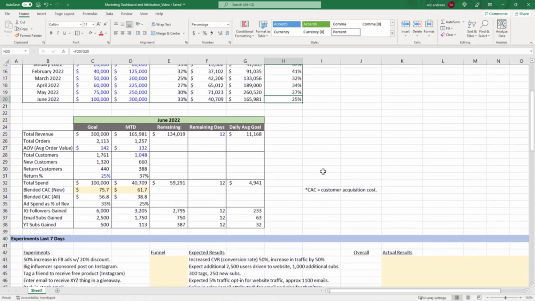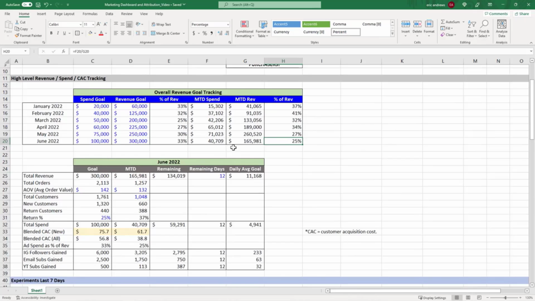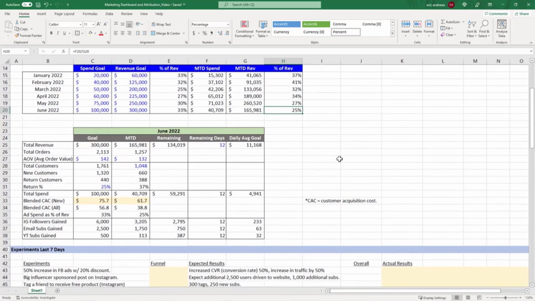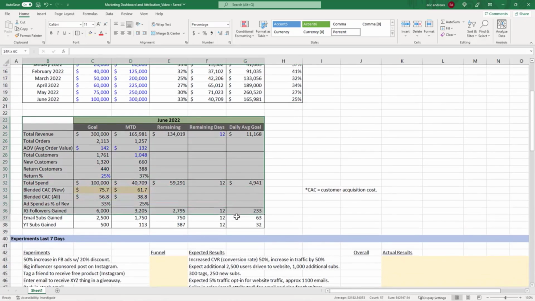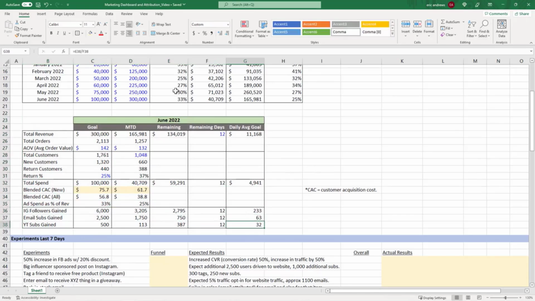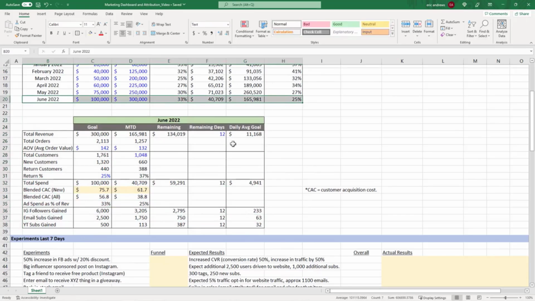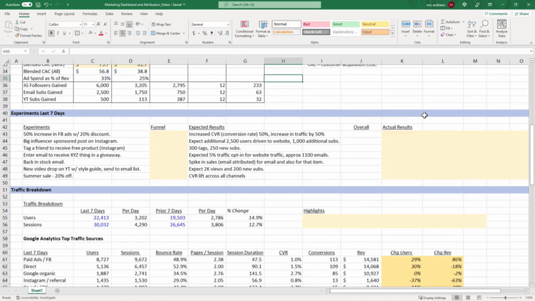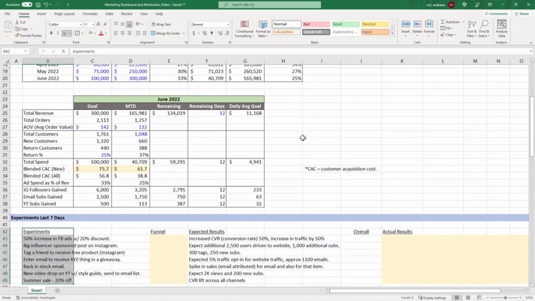So after I build this high level view, generally I will build a month to date breakdown. It's basically everything that's in here, but just broken into more metrics. And then once we go through this, we will go into all of the experiments that we ran over the last 7 days to understand why we're seeing what we're seeing.